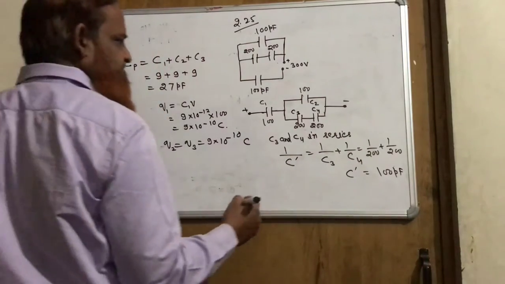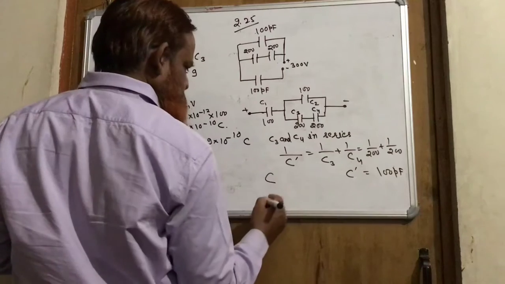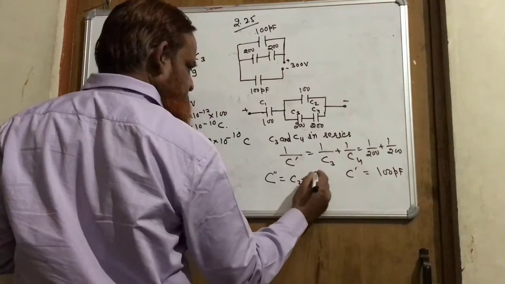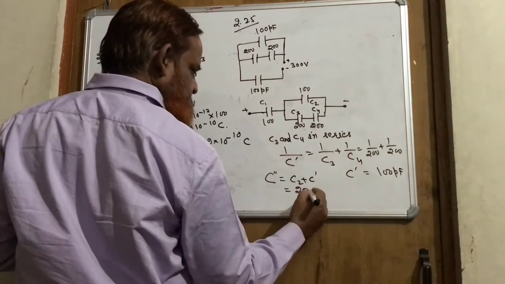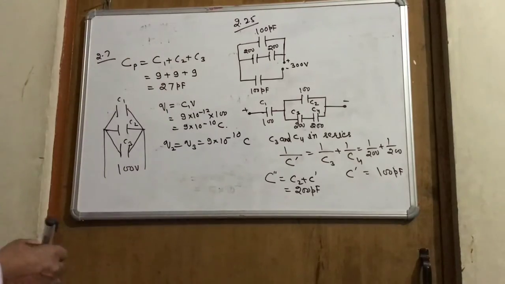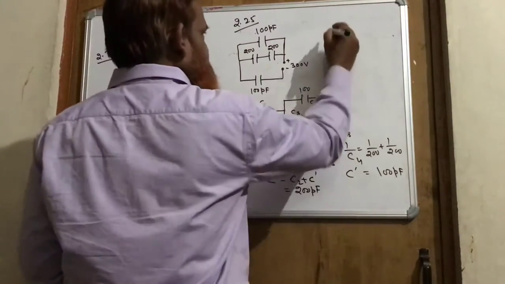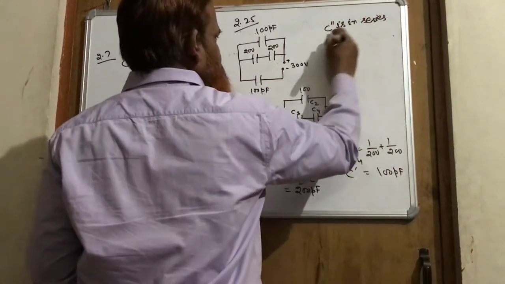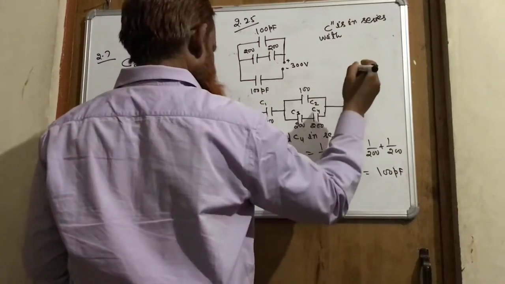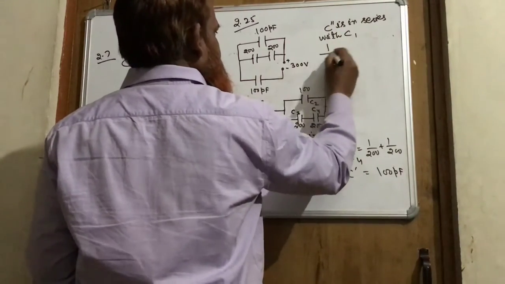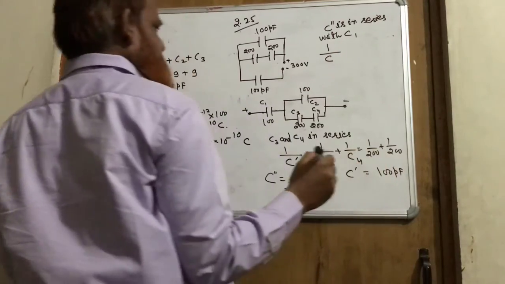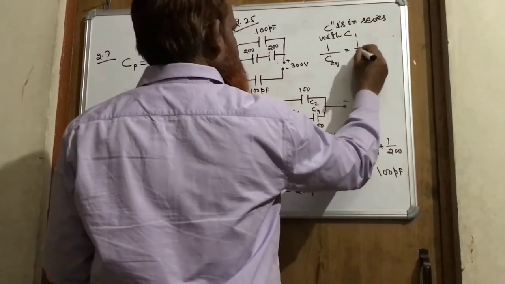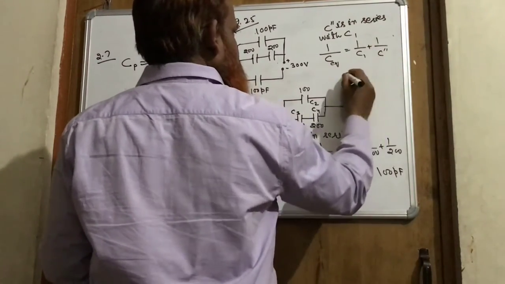And this 100 picofarad is in parallel with C2. So equivalent C double dash is C2 plus C dash, which will be 200 picofarad. And this C double dash is in series with C1. So the net equivalent capacitance, denoted by C equivalent, is 1 upon C1 plus 1 upon C double dash.